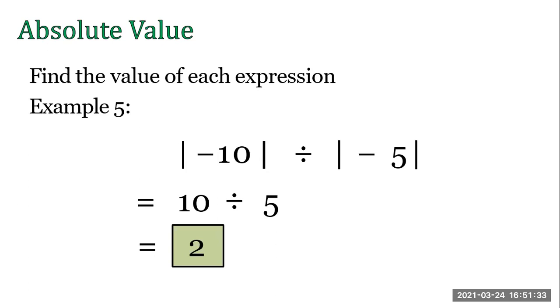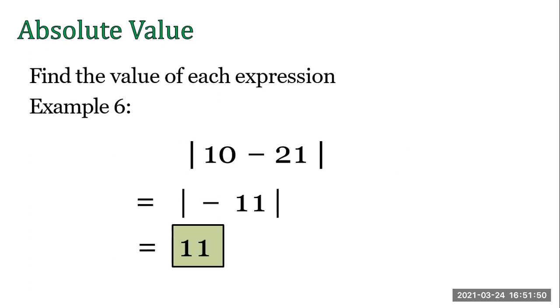Absolute value of -10 divided by the absolute value of -5. So the absolute value of -10 is 10 divided by the absolute value of -5, which is 5. So 10 divided by 5, that is 2. Next, absolute value of 10 minus 21. So first, subtract the numbers inside the absolute value sign. So 10 minus 21, that is -11. So then find the absolute value of -11. The answer is 11.